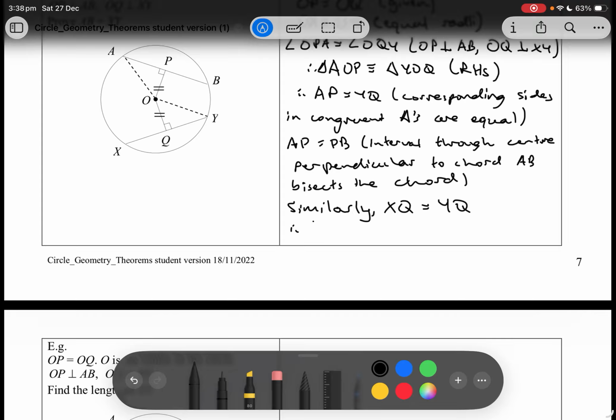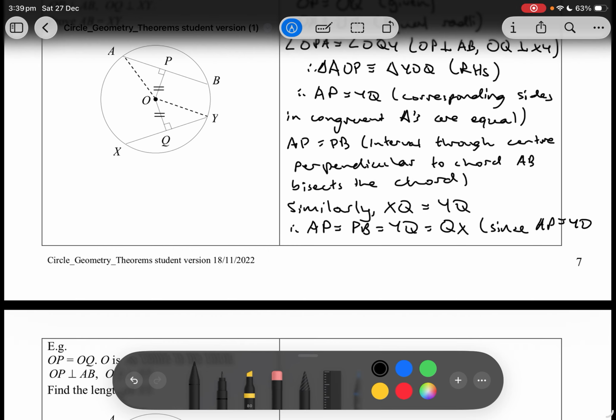Now that we know this, we can say that AP equals PB, which equals YQ, which equals QX or XQ. And we know that since AP is equal to YQ, and that was proved above, therefore AB must equal XY.